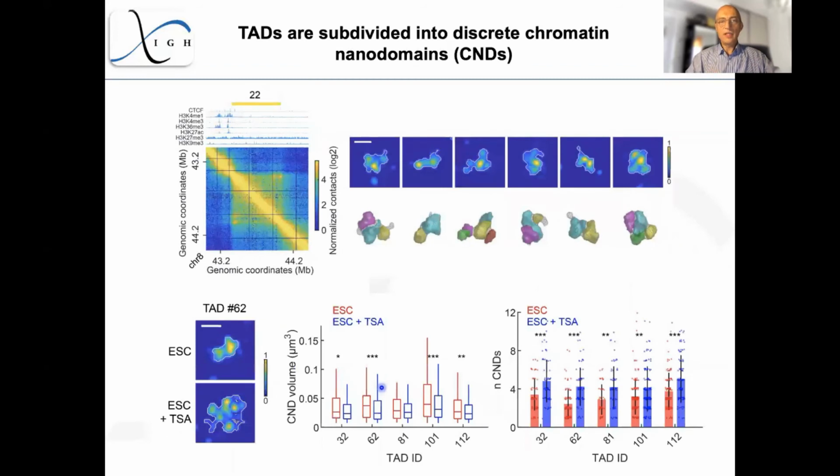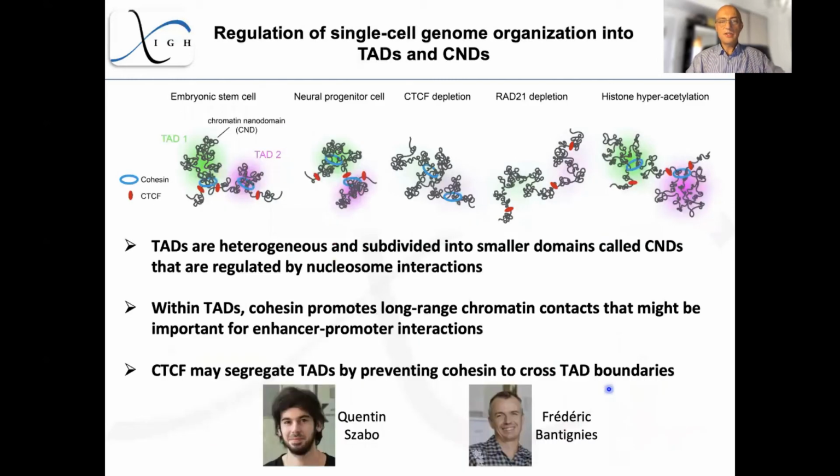Now, if I told you that looking at TADs, we realized they are heterogeneous objects. And actually, we could segment this heterogeneity, and we identified subdomains that we call chromatin nanodomains that have a size of about 200 nanometers and 100 kb. And if we treat the cells with an inhibitor of histone deacetylases, like TSA, we increase the number of objects as quantified here. And this suggests to us that basically preventing histone interactions by hyperacetylating histones breaks down the CNDs into smaller objects. And so we think that this is an important observation.